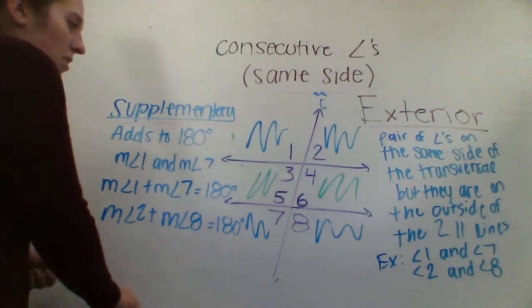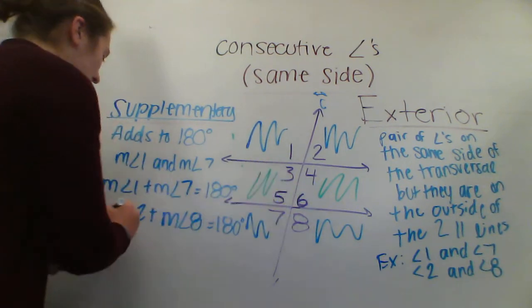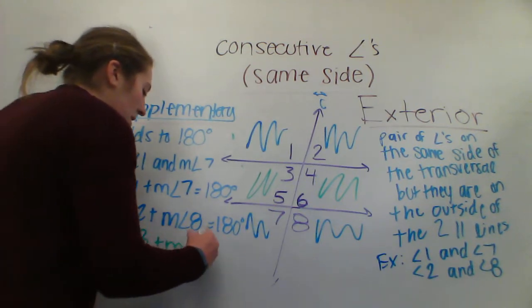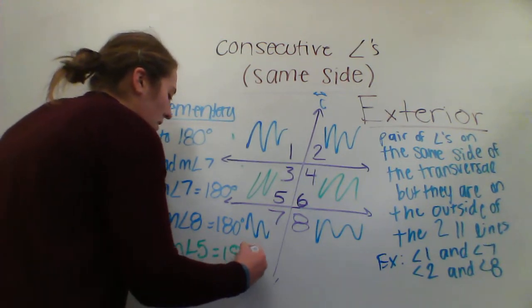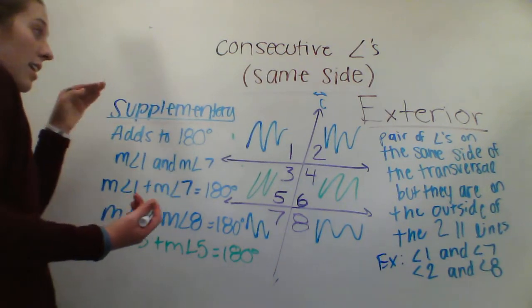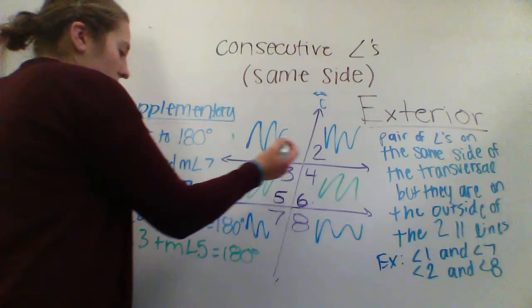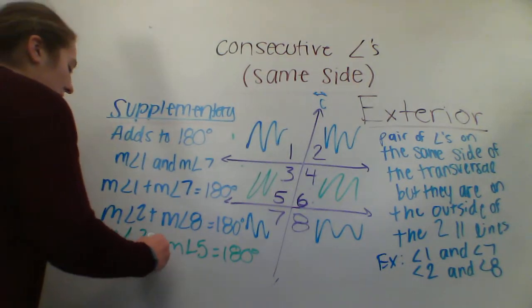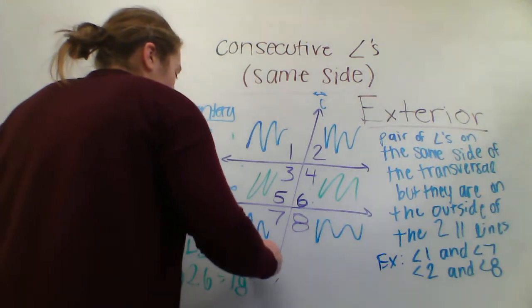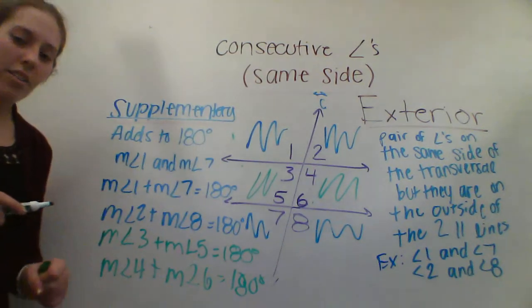Now for the interior angles, we said were 3 and 5. So the measure of angle 3 plus the measure of angle 5 should equal 180 degrees. And our last pair of same side interior angles are 4 and 6. So the measure of angle 4 plus the measure of angle 6 should also equal 180 degrees.